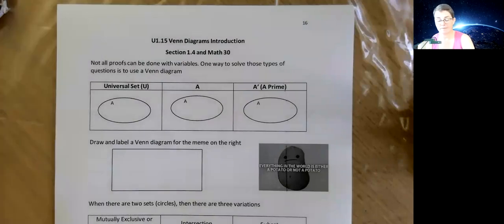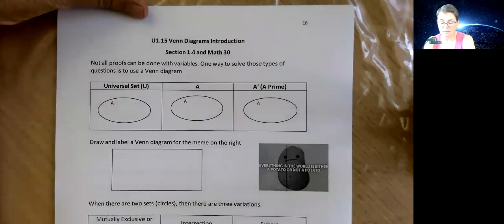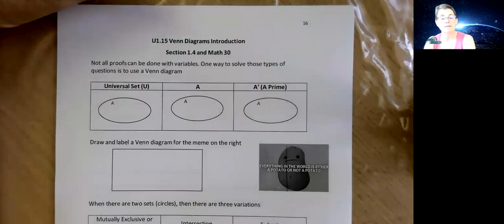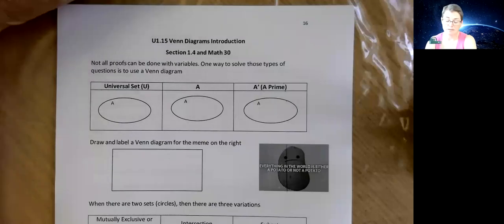How's that? So not all proofs can be done using variables. One way to solve those types that don't include variables is to use a Venn diagram. It's basically this circle diagram. You've probably seen them before. You may or may not have called them Venn diagrams.